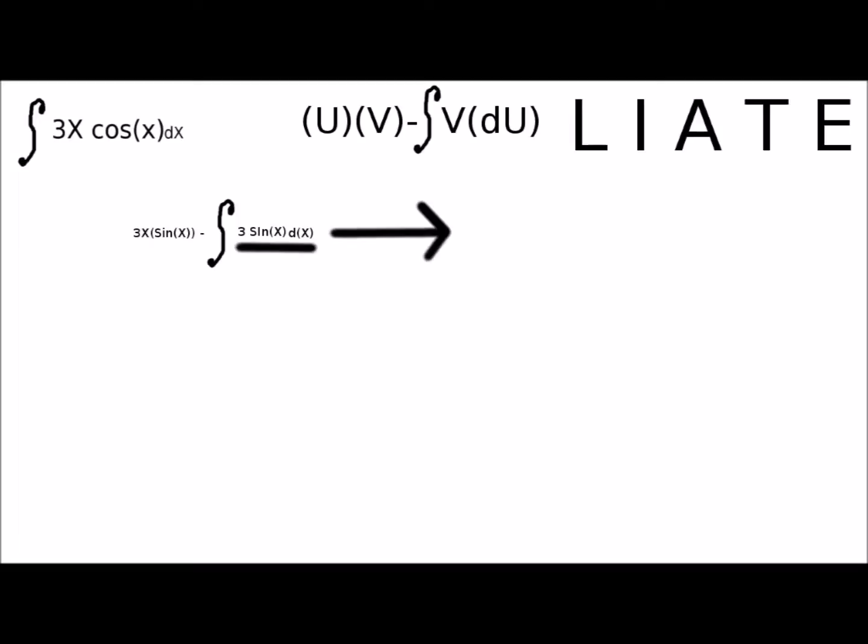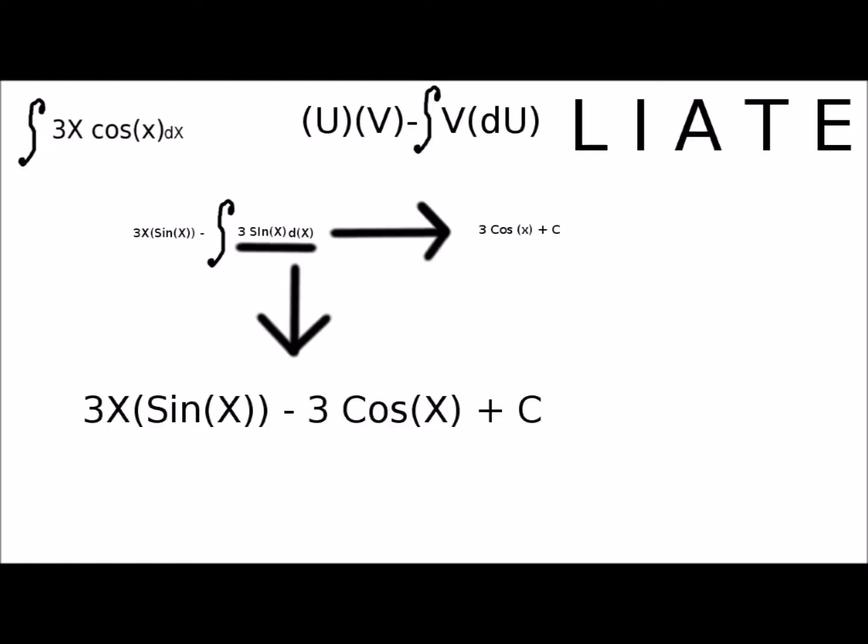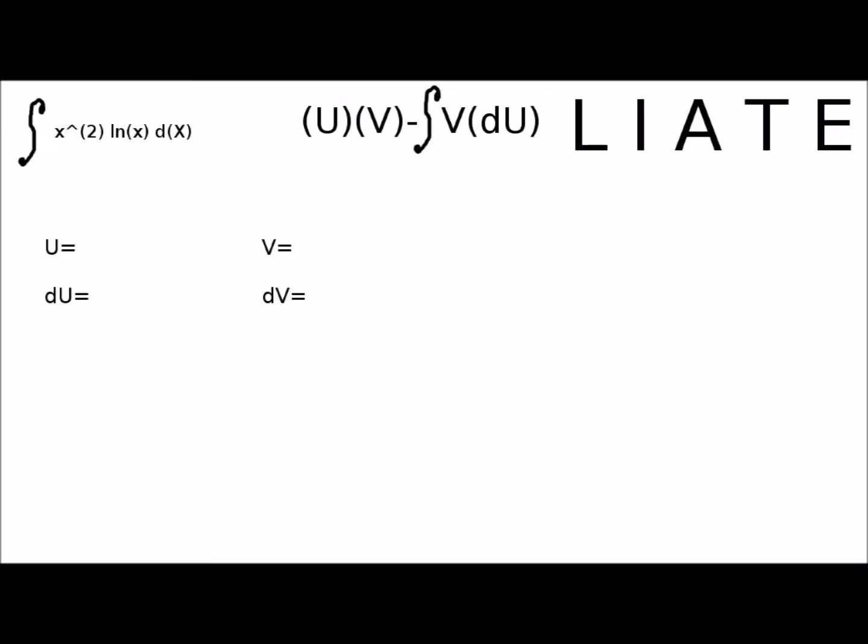Now we have to integrate the integral and get 3 cosine plus c. And we'll end up with 3x sine of x minus 3 cosine of x plus c. Now we have a new equation of x squared times the ln of x. ln would be our u, and x squared dx will be our dv.